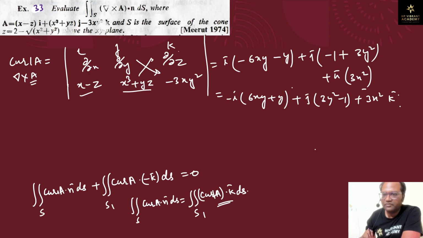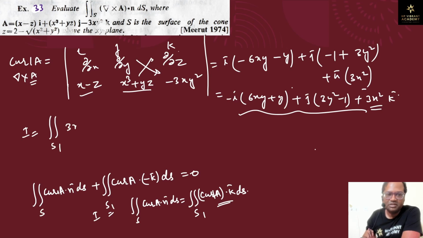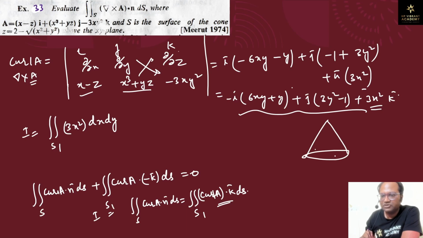So the dot product of this curl of A with k cap will give only 3x square. So let us take this as I. The value of I is, along the planar region S1, the integral of 3x square ds, and ds we can write as dx dy. Okay, so our cone is like this, and this is our planar region. The equation of this is x square plus y square is equal to 2a square.